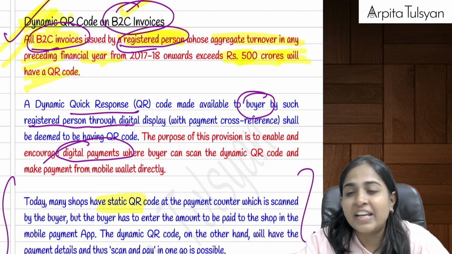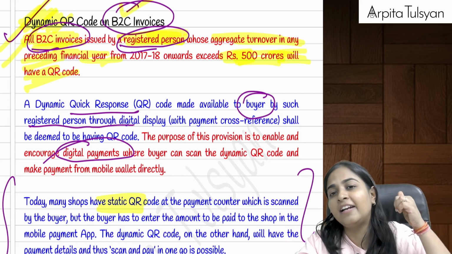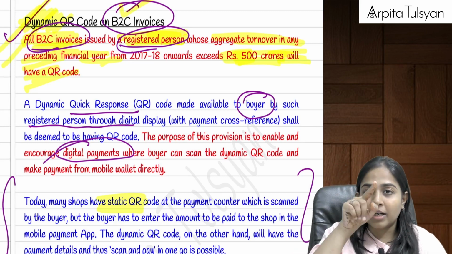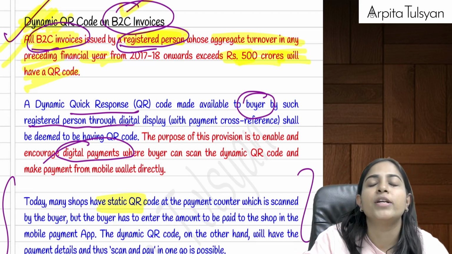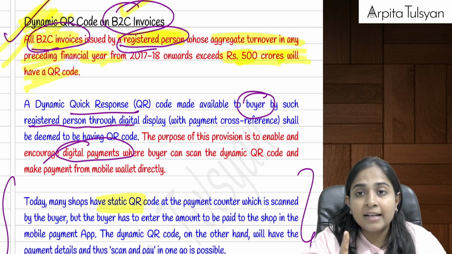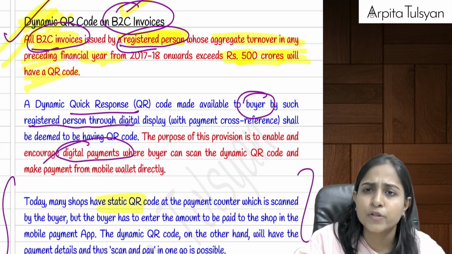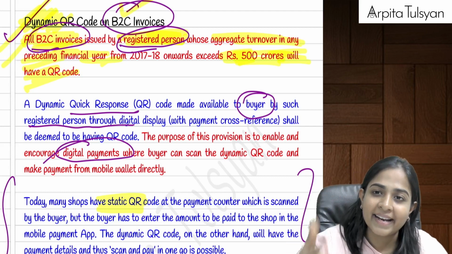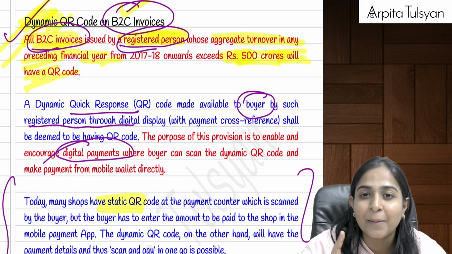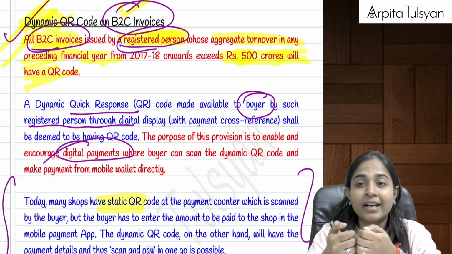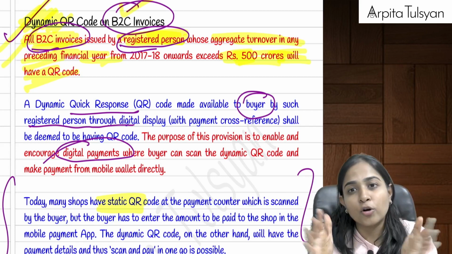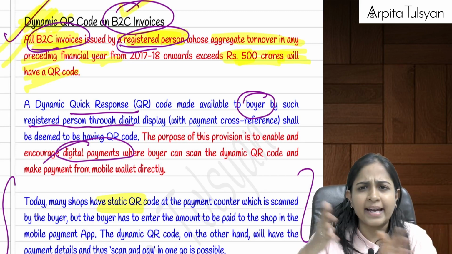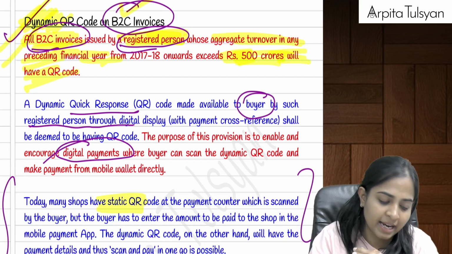Can we say these are very big registered persons, because their aggregate turnover has exceeded 500 crore in any one of the preceding financial years? So whatever invoice they are printing, on such invoice they are required to print a dynamic QR code. What will happen because of this dynamic QR code? If you scan that particular dynamic QR code, you will be directly allowed to make the digital payment. You are not even required to feed the amount. The amount will be auto-fed by scanning that QR code, and you will be directed to GPay or any other mode of making the payment.